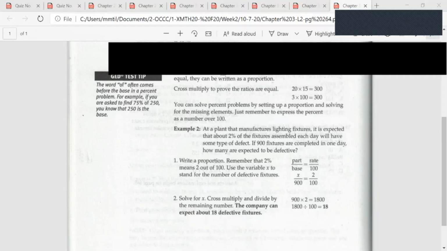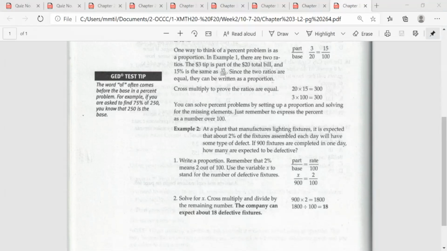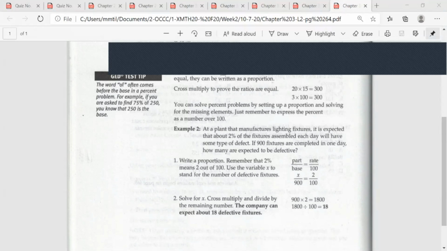Okay, here's example 2. A plant that manufactures light fixtures expects that about 2% of the fixtures assembled each day will have some type of defect. If 900 fixtures are completed one day, how many are expected to be defective? Use this formula: part over base is equal to rate over 100. Rate meaning percent. In this case, you have X parts out of the 900 has to equal 2%, because that was the defect rate, over 100. And you're just solving for X.